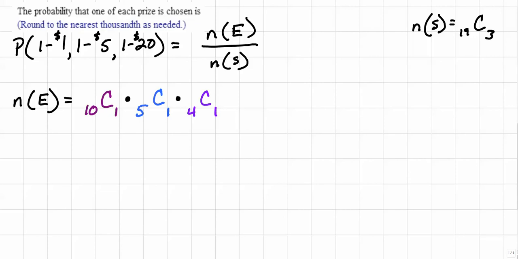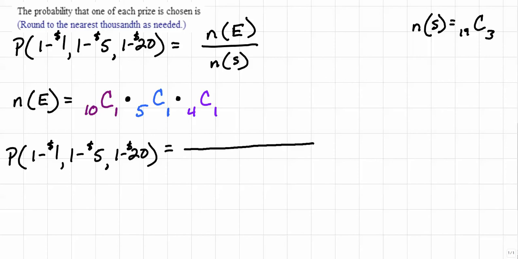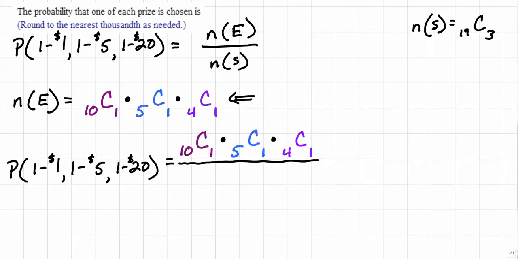Now let's go ahead and make sure that we have the probability stated correctly. So the probability that we're going to draw one $1 prize, one $5 prize, and one $20 prize will be equal to the following. Now remember, n of e is equal to this right here, and this is what's going in the numerator. And that's going to be divided by 19C3.